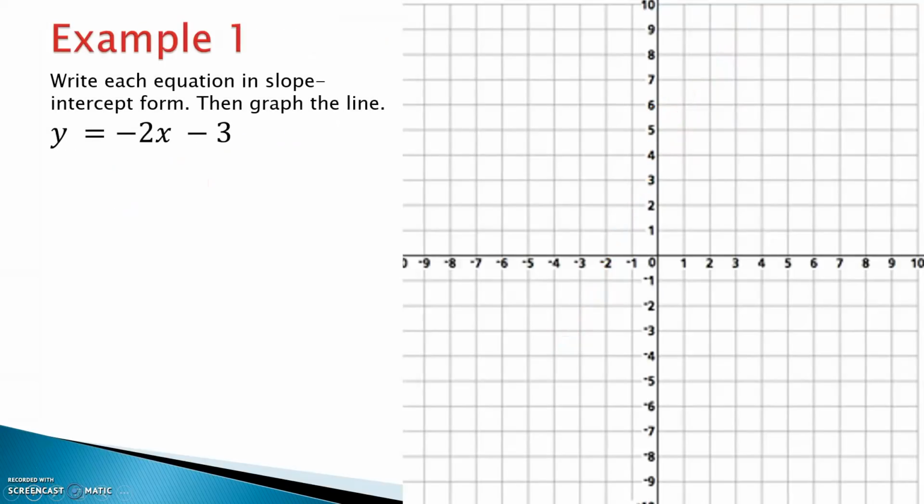All right, guys, example 1. I want you guys to go ahead and try that. Okay, so copy y equals negative 2x minus 3. Pause it right here. Resume when you're ready to go through it. Okay, so this is what you guys should have done.